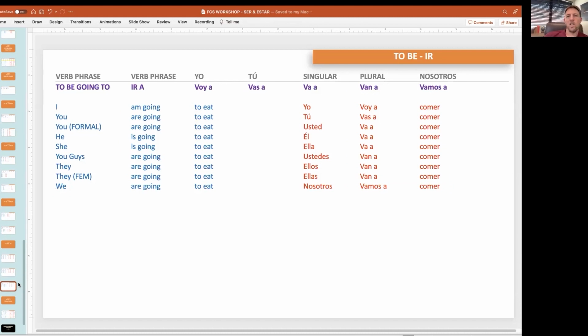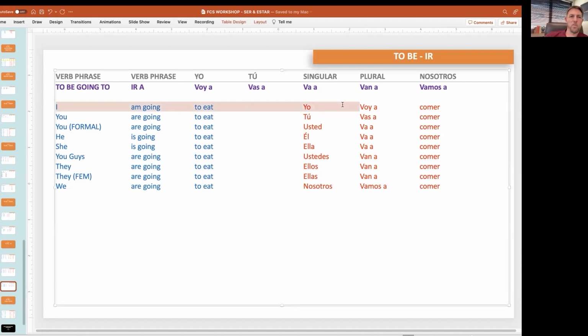Okay. And you can actually use it with other verbs as well. This is called a verb phrase when you put two verbs together. So I am going to eat. I'm going to sleep. I'm going to run. I'm going to jump.